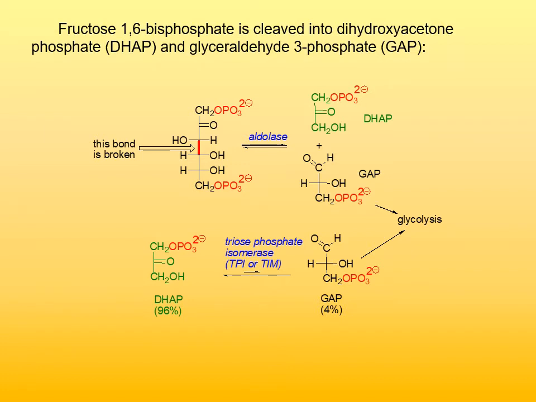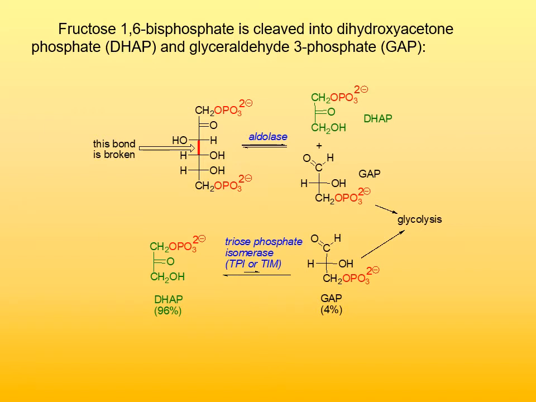Upon cleavage of the indicated bond, two 3-carbon fragments are formed. They are dihydroxyacetone phosphate, or DHAP, and GAP, glyceraldehyde 3-phosphate. Glyceraldehyde 3-phosphate is a substrate for glycolysis and enters glycolysis as such. Dihydroxyacetone phosphate is not a substrate for glycolysis and has to be isomerized. So the carbonyl group and hydroxyl group basically exchange places in the isomerization reaction. The reaction is catalyzed by the enzyme triose phosphate isomerase, where dihydroxyacetone phosphate is isomerized into glyceraldehyde phosphate, or GAP.